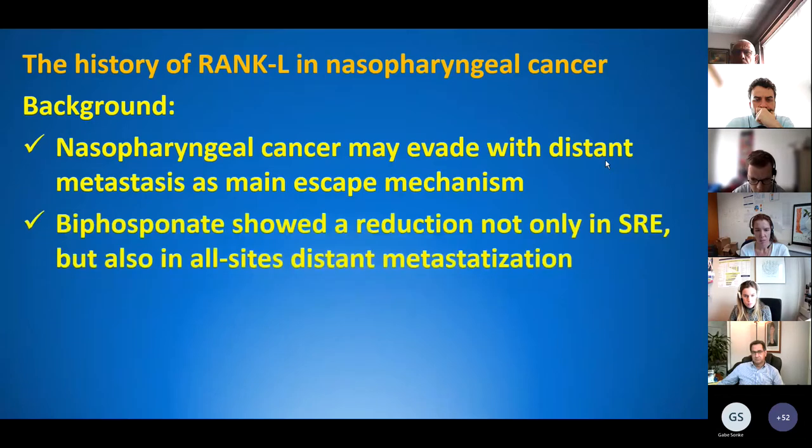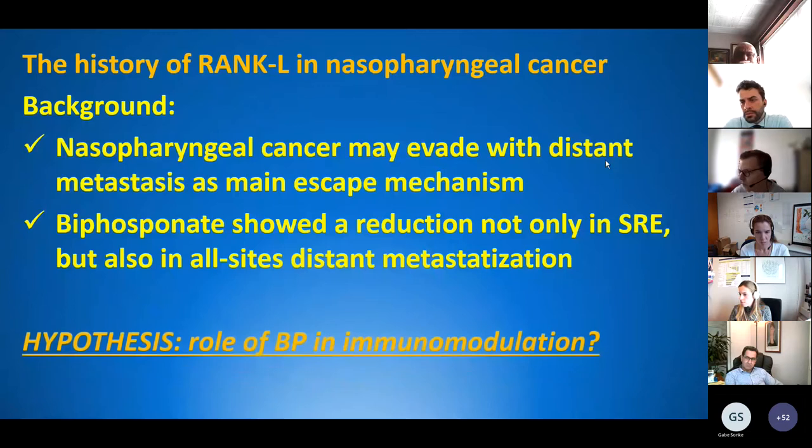And we also know from literature, and this is very important to stress the fact that it's important to have a thorough evaluation of literature, that bisphosphonate showed a reduction not only in skeletal-related events, but also in all sites of distant metastasization. When I read this for the first time, I was quite curious, because I was interested in evaluating which could be the mechanisms for the reduction of distant metastasization. And the first hypothesis that I had was that there could be a possible role of bisphosphonate in immunomodulation.